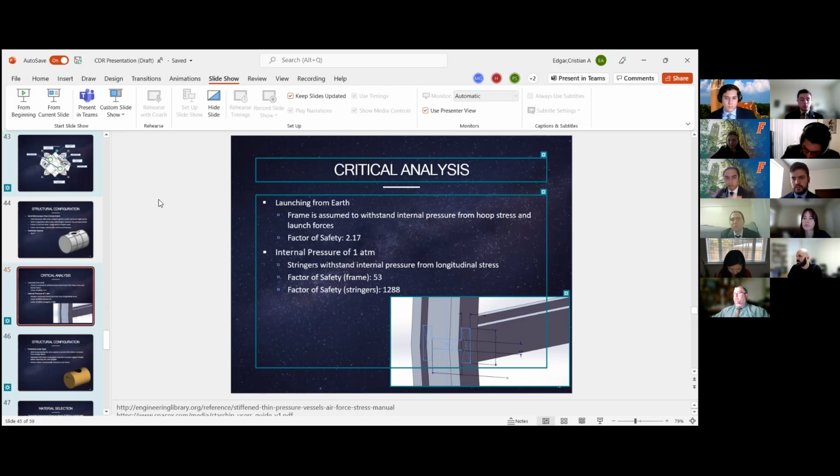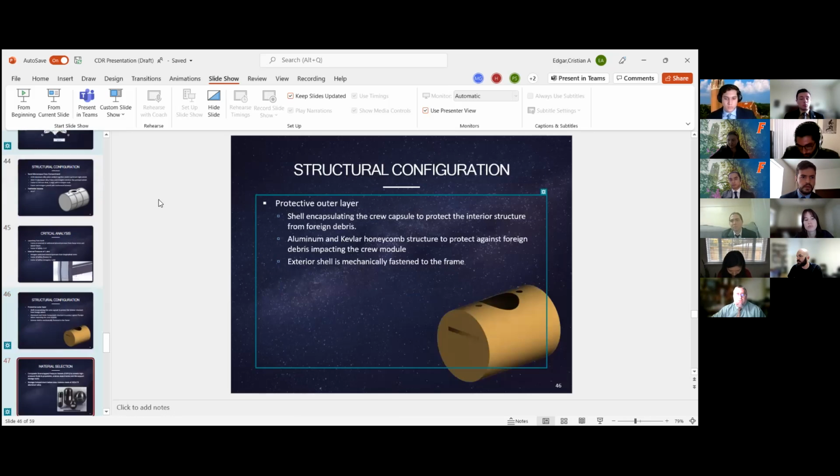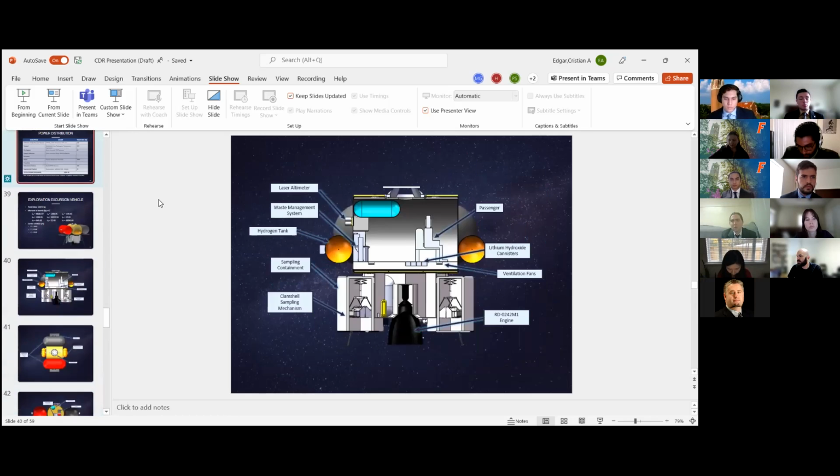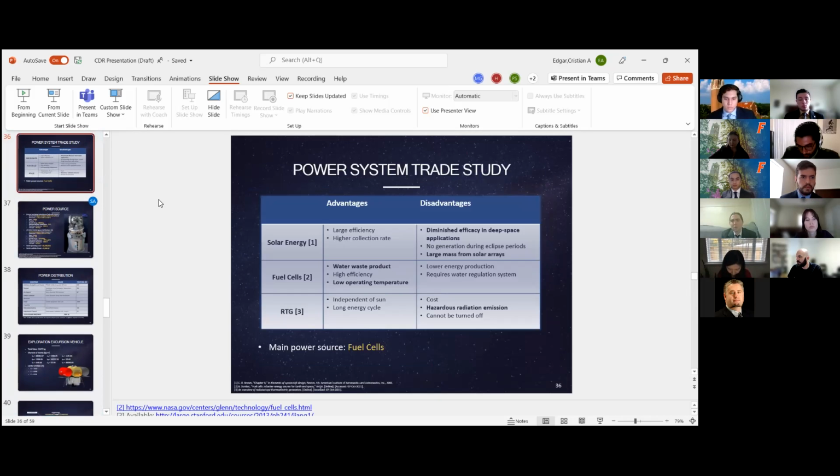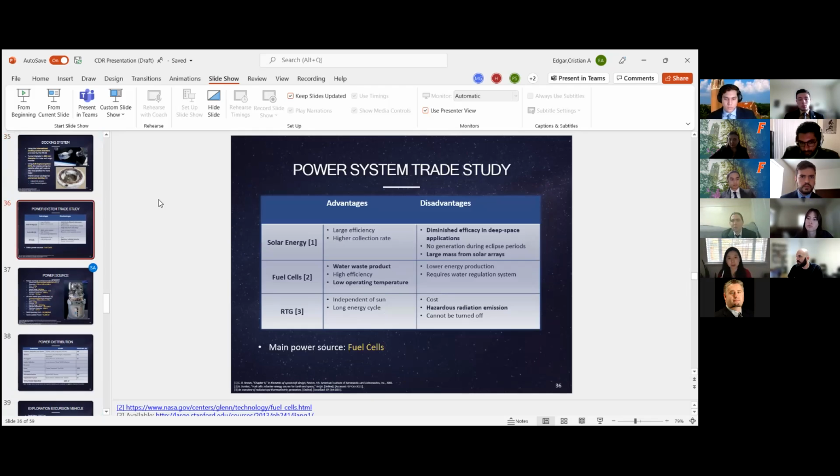And for the power system, I am a little confused about the logic here. You have the power system trade study, and you select the power system you want to use with all its parameters, and then you have power distribution: this much power goes to this system, this much power goes to that system.